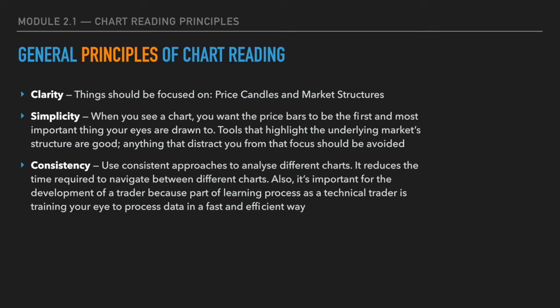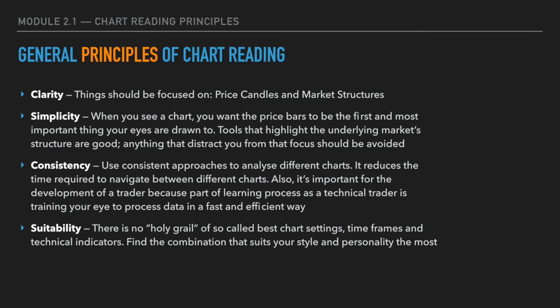Also, it's super important for the development of a trader, because a part of your learning process as a technical trader will be training your eyes and brain to process data in a fast and efficient way. One of the core skills average professional traders have is the ability to process a mass amount of data in a very short period of time and make quick decisions. Fourth, suitability. There's no holy grail of so-called best chart settings, time frames, and technical indicators. Professional traders find a combination that suits their style and works best for them.